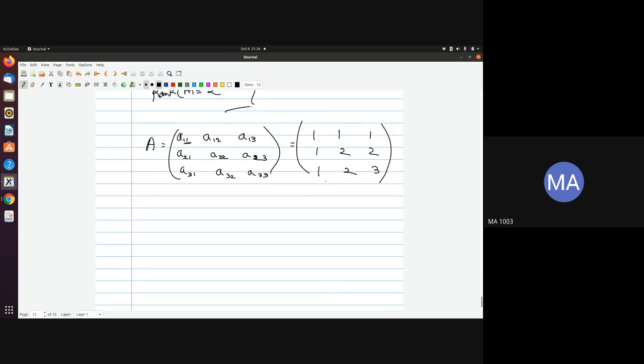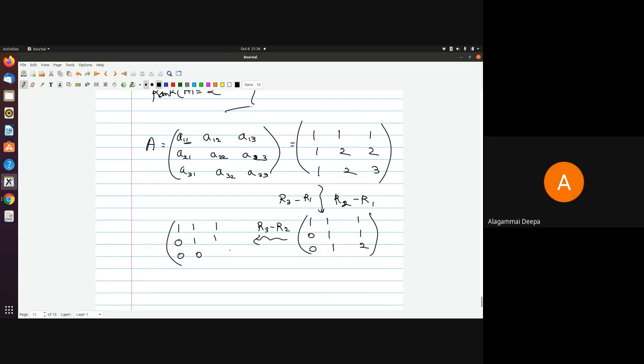Now I have to find the nullity of this matrix. So again, do the row operations. R2 minus R1. What will I get? R3 minus R1: 0, 1, 2, right? Then what about the next one? R3 minus R2. Exactly. So 0, 0, 1. Correct. And R1 minus R2.